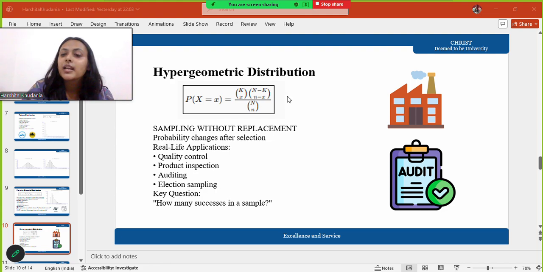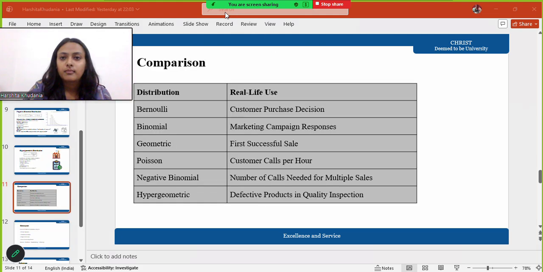Hypergeometric distribution. This distribution models sampling without replacement. The random variable represents the number of successful items selected in a sample. For example, in quality inspection, inspectors randomly select products from a batch to check for defective items. This distribution is appropriate because each selected item is not replaced, so the probability changes after every selection.